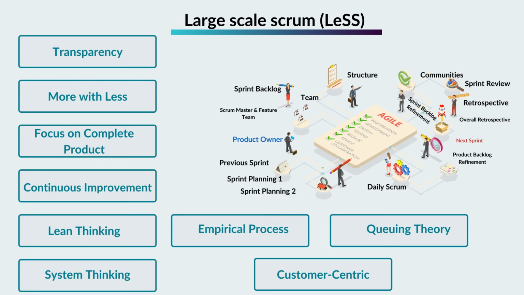Lean thinking. LESS incorporates lean and system thinking principles to optimize value delivery, reduce waste, and ensure a holistic view of the system. Empirical process. LESS follows an empirical process control approach, meaning that decisions are based on observed outcomes and feedback. Queuing theory. LESS leverages queuing theory to manage the flow of work, optimize resource allocation, and reduce bottlenecks.